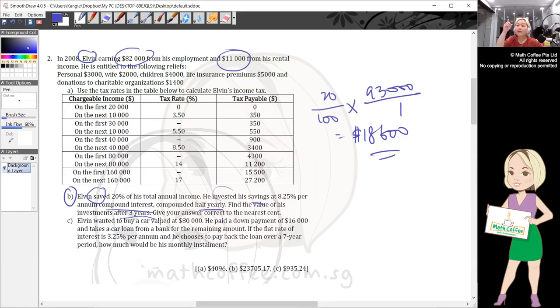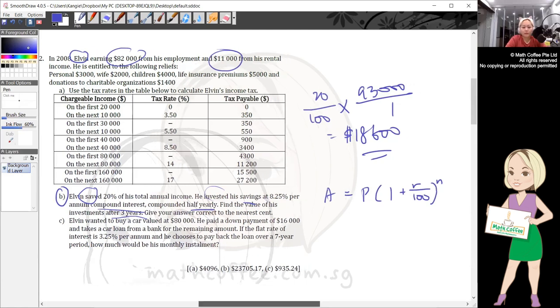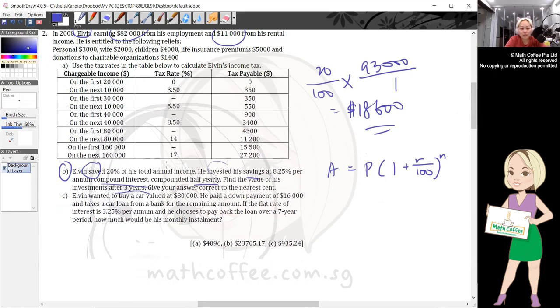So you need to have the formula for compound interest. The good news is the O level compound interest formula is given, which is A equals P(1 + R/100) to the power of n. Okay, in this question, they give me 8.25. Take note that 8.25, I shall put it as big capital letter R, because this is per annum. Okay, there's a reason why I want you to put big R instead of small r.